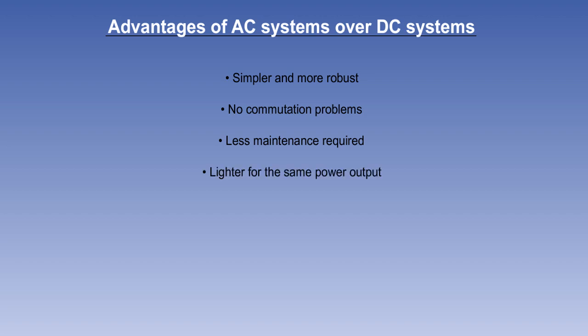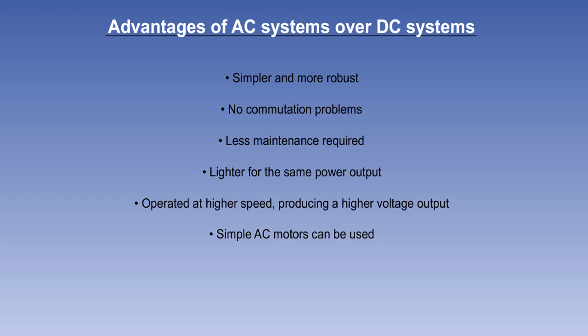An AC generator can be significantly lighter than a DC generator, with the same power output. Because the rotating elements are much lighter, AC generators can be operated at much higher rotational speeds than DC generators, so they can produce a much higher voltage output.